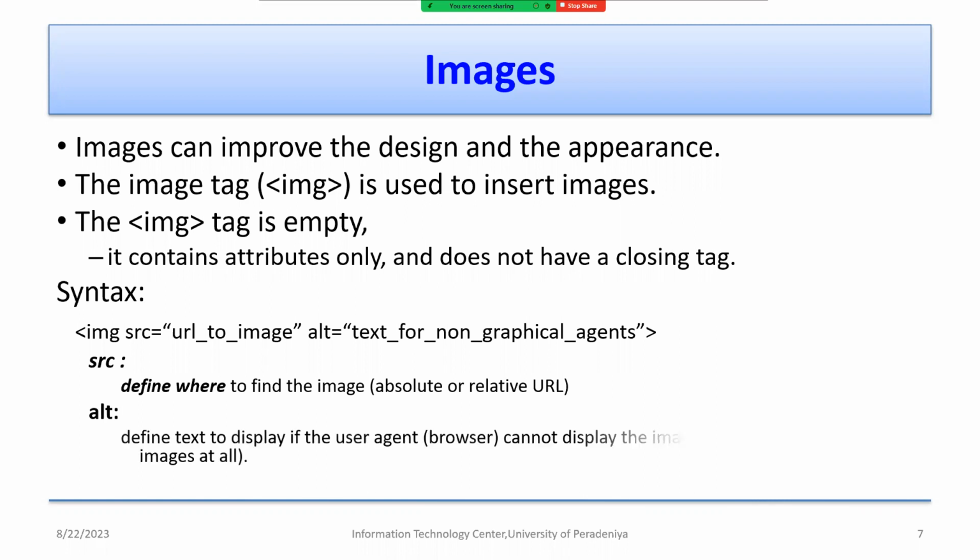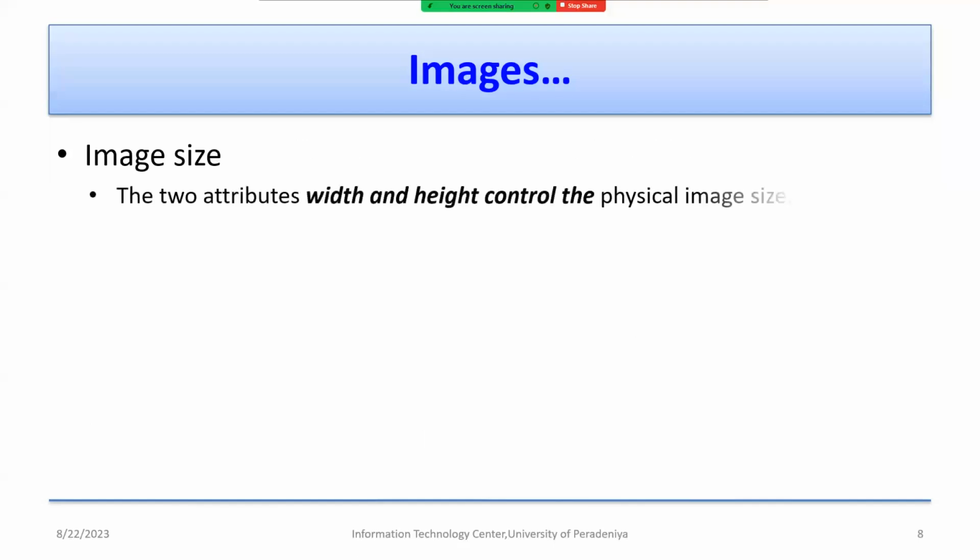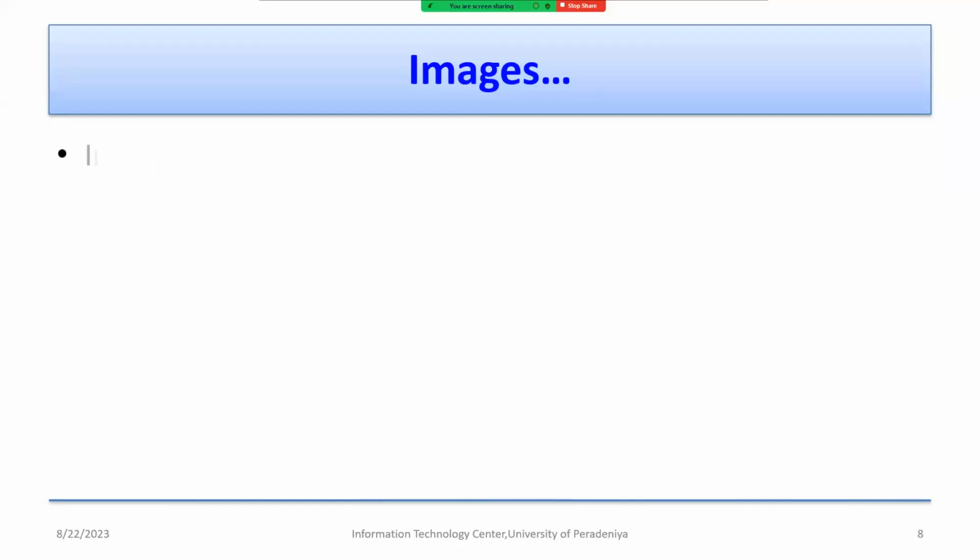So that's it. ALT means the defined text to display if the user or the browser cannot display the image. So if the image is not visible, we can have this description. We call it ALT, alternative text, right? Okay, so that's the syntax of images, and how to insert an image using the IMG tag.